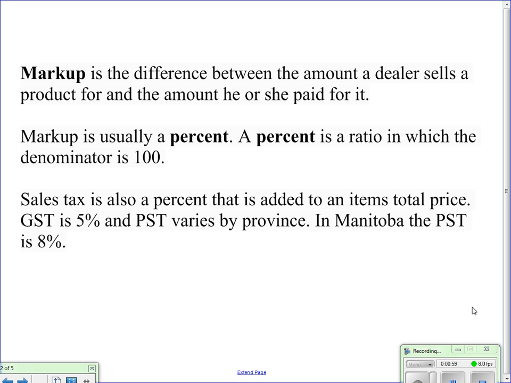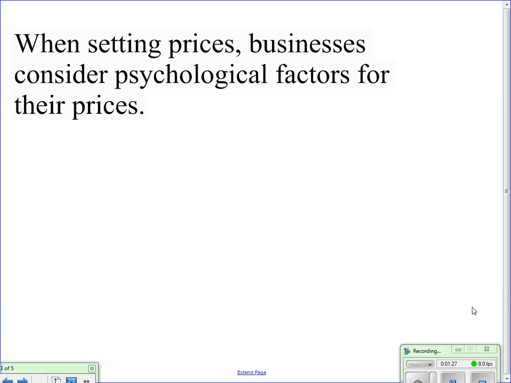For example, sales tax can be considered a markup that governments put in order to collect tax from people. In Canada, we have GST, which right now is 5%, and the PST varies by province. In Manitoba, PST right now is 8%. And so let's look at a couple examples.